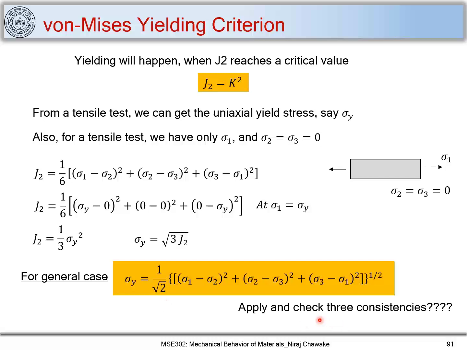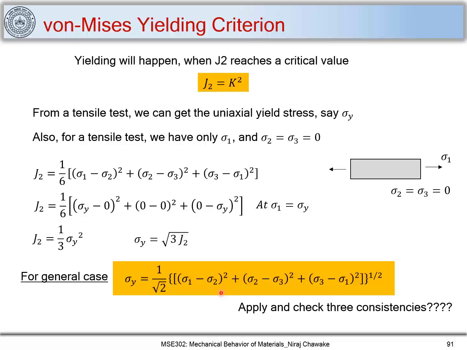Now let's apply and check the three consistencies. So, the three rules which we have seen. The first rule was that the hydrostatic stress state will not cause any yielding. So if you apply it here, in a hydrostatic stress state you will have sigma 1 equal to sigma 2 equal to sigma 3. That means if I put sigma 1 equal to sigma 2 equal to sigma 3, this whole term will turn out to be 0. So the first condition is satisfied.